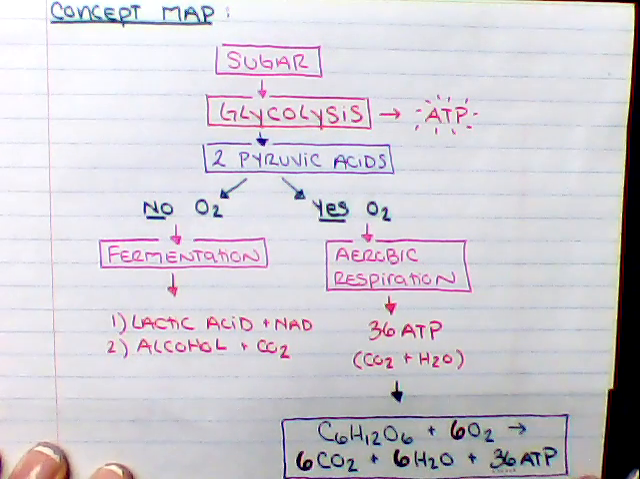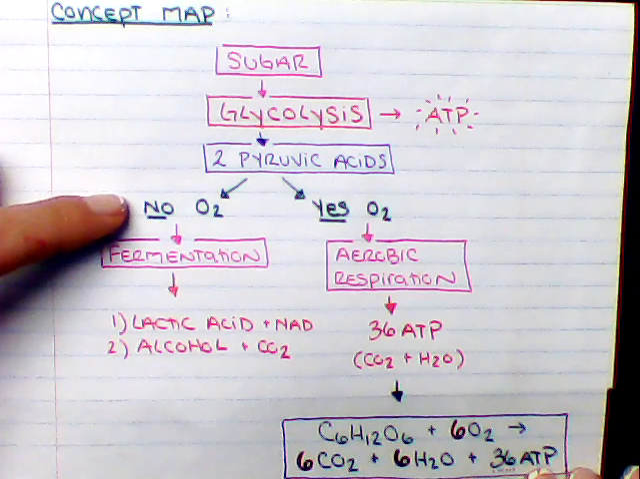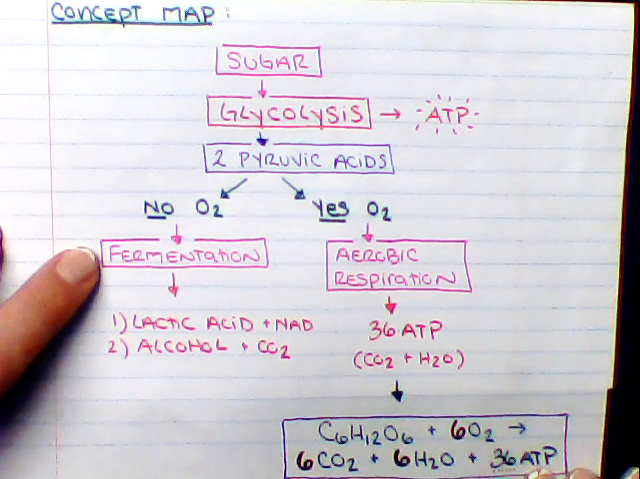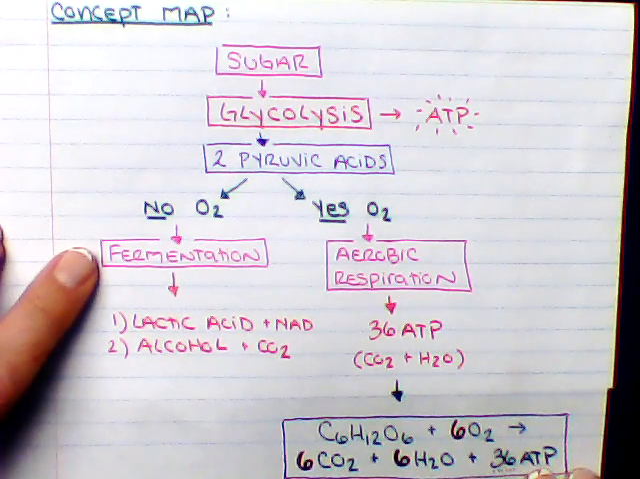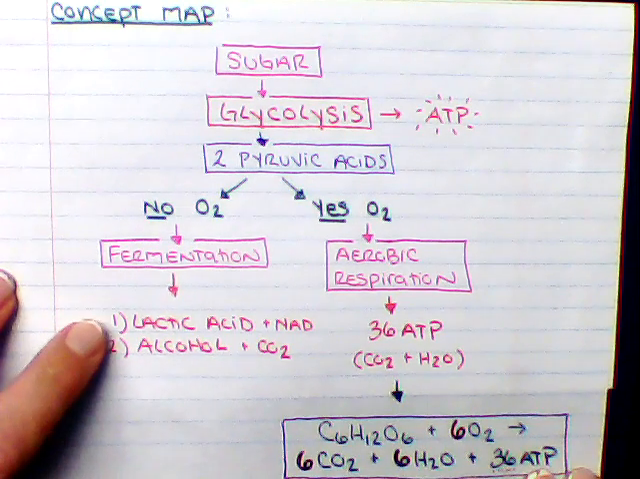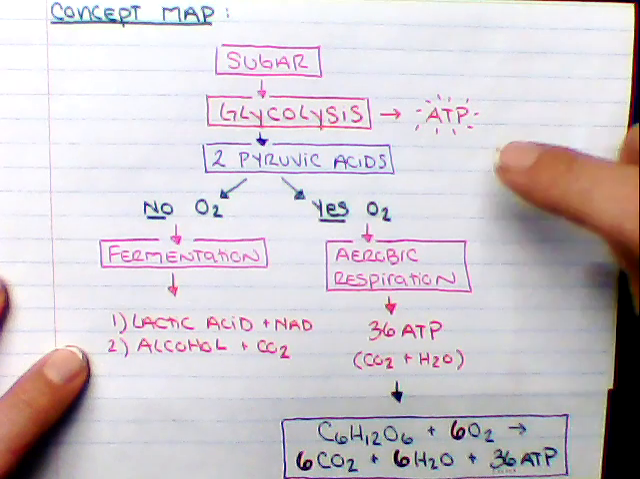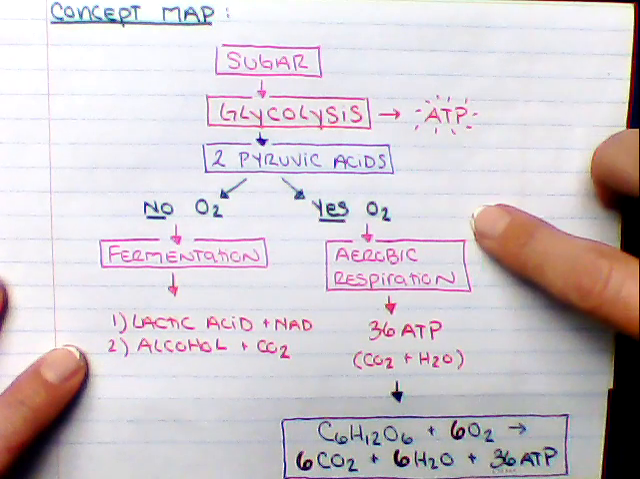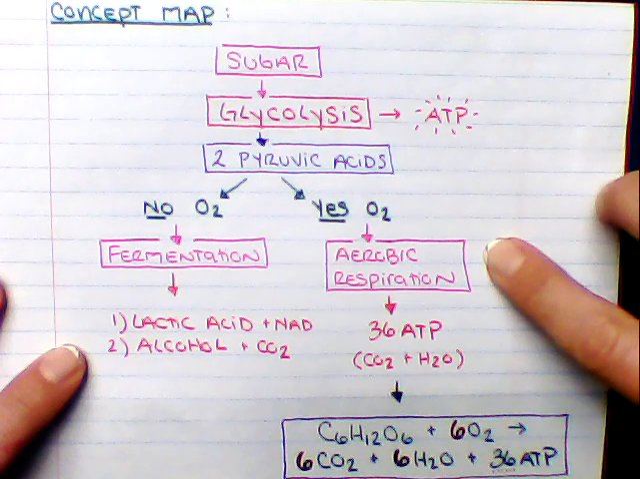We have 2 pathways we're going to journey on. If there is no oxygen, we're going to go into what's known as fermentation. This happens in the cytoplasm, and there's 2 types we're going to talk about in this lecture today, lactic acid and alcoholic. If there is oxygen, we're going to journey down another pathway called aerobic respiration.